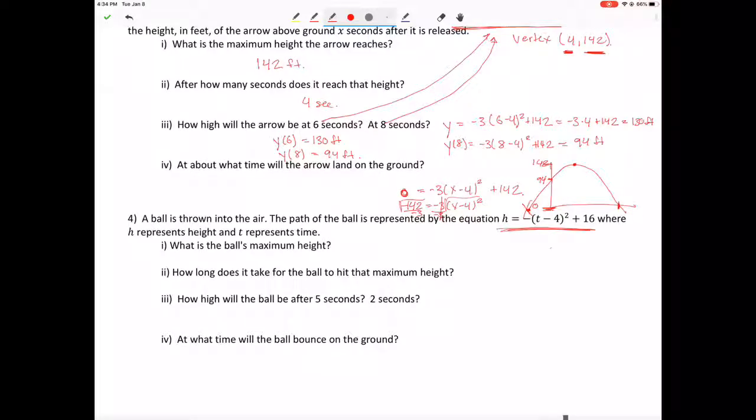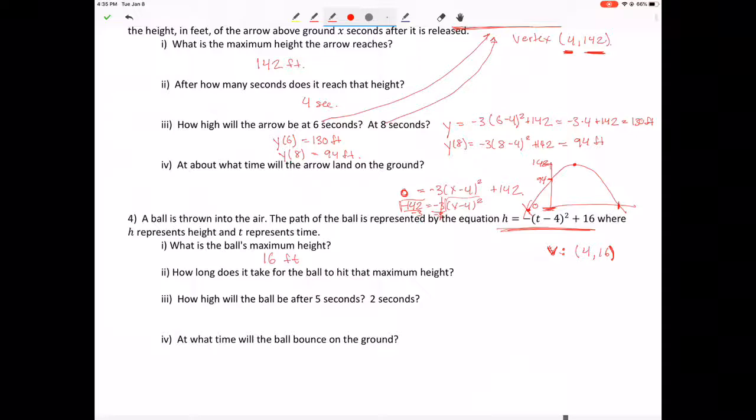Here we have it in vertex form again, which is nice for this. So we know at time 4, at 4 seconds, the height is 16. Here we don't have units, and next year I'm going to change it so that there are units, but that would be your vertex. So what is the maximum height? It would be 16, and if I could, I would put feet in there for units. How long does it take for the ball to hit the maximum height? That's going to be the x value of our vertex, which is 4 seconds.